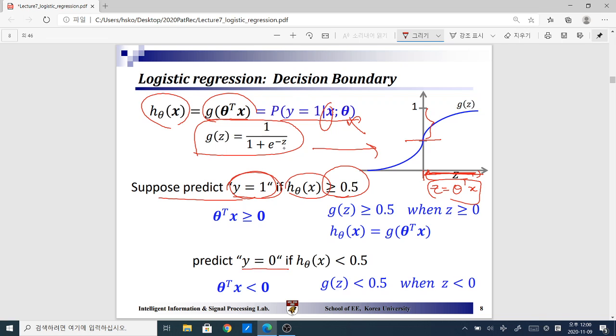And on the negative side, if y is equal to 0 instead, we can predict y to be equal to 0 if the hypothesis function is less than 0.5, which means that we're talking about this region here, right? So if it is less than 0.5, we're talking about right here. So that means that once again z, which is the parameter transposed with x, being somewhere here, will say that the label should be predicted to be equal to 0.